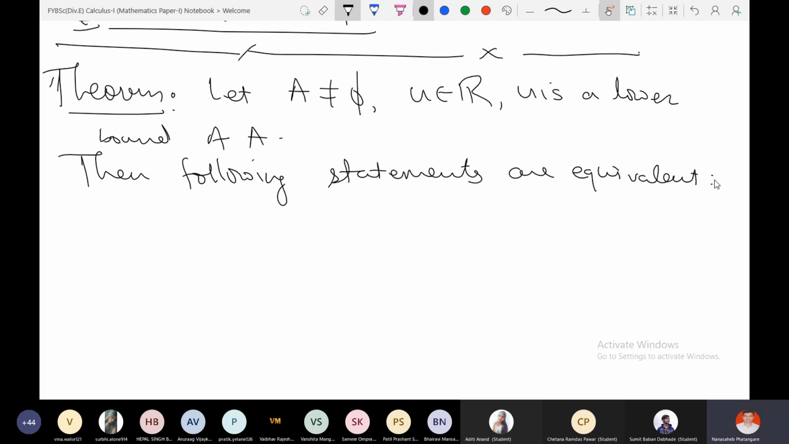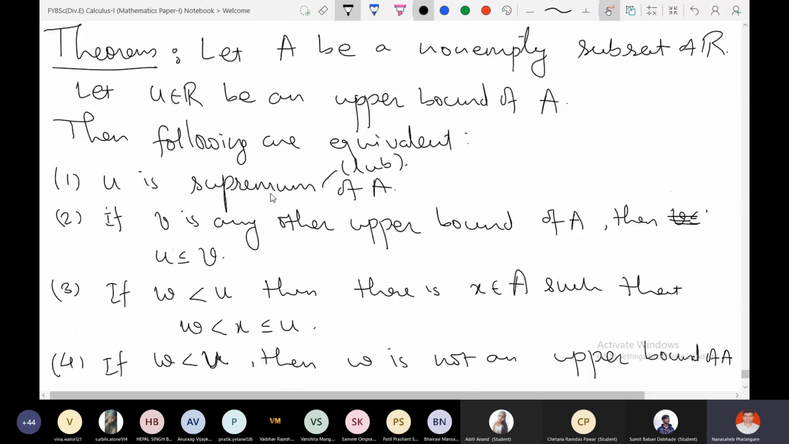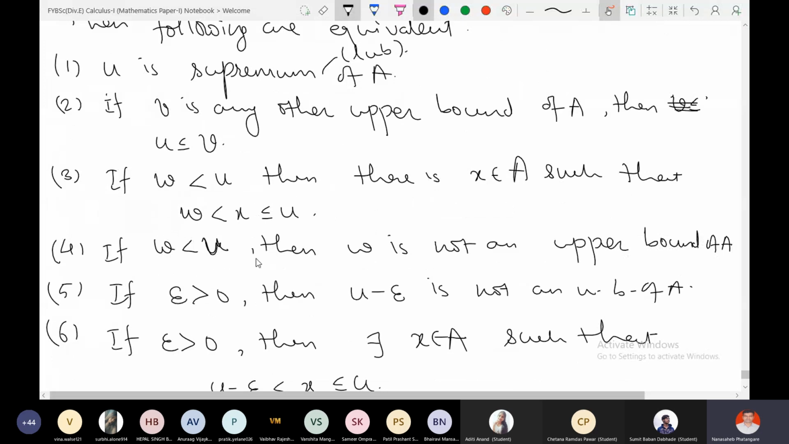So what is the meaning of the statements being equivalent? What is my first statement in this theorem? U is a supremum, which is equivalent to the second, it is equivalent to saying 3, it is equivalent to 4, it is equivalent to 6, it is equivalent to 5. Means if you prove one of these, then that is ultimately proving that U is the supremum.